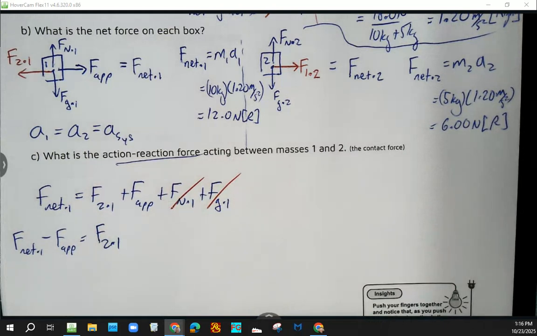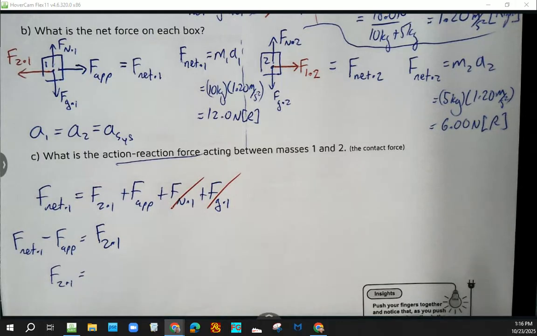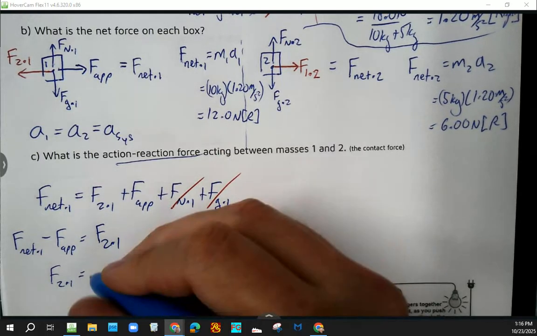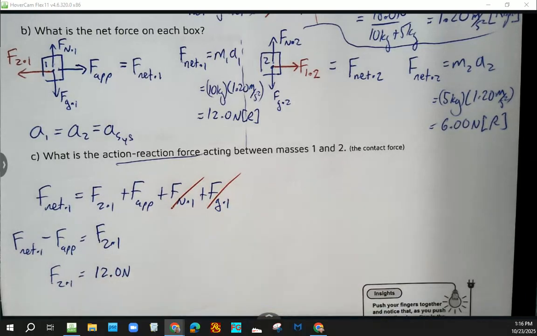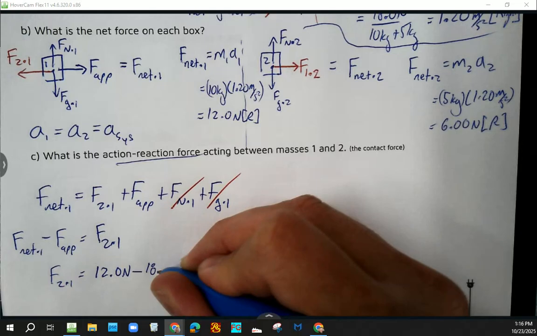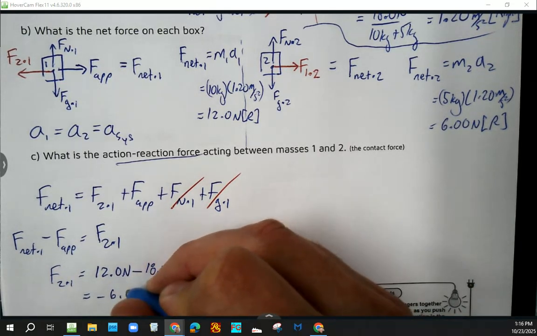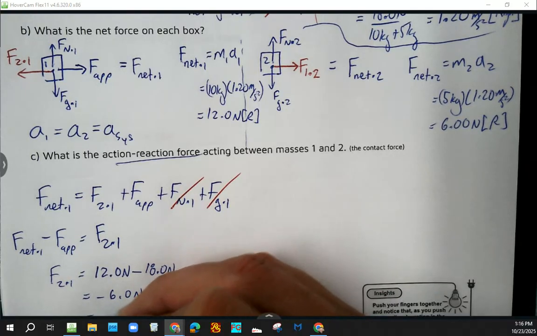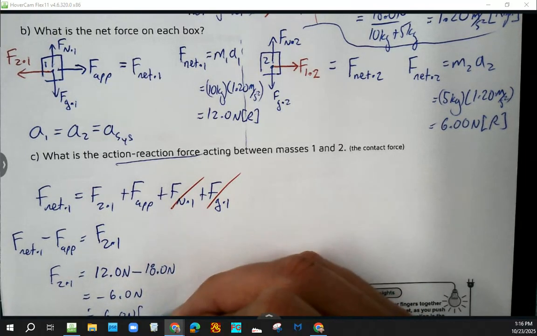And I can say, okay, well then that means that force of 2 acting on 1 is equal to, well, I already calculated F net 1. It's 12.0 newtons. Even positive 12.0 newtons because it's to the right, minus F applied, which was 18.0 newtons. Look at that, negative 6.0 newtons, or 6.0 newtons to the left.